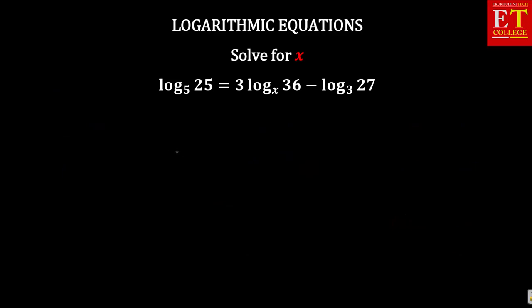Now let us move on to the next question, whereby you can also solve for x using logarithm equations and the laws of logarithms. So what are we given here? We are given log in base 5 of 25 is equal to 3 log in base x of 36 minus log base 3 of 27, and you're supposed to solve for x.